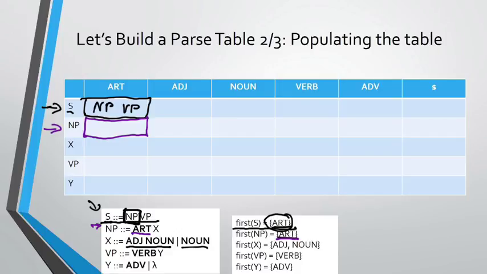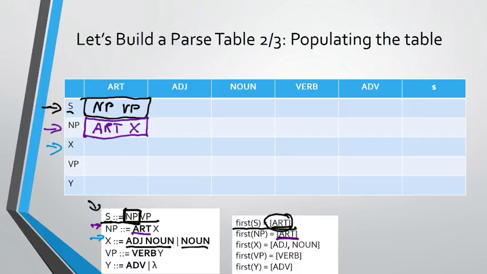The first set for a terminal symbol is obviously just the terminal itself, so we know that this particular production would belong in the row, in the column indicated by article, and so we'll go ahead and write it there, article X. Okay, and that one's taken care of. Let's change colors again. We're now going to deal with the non-terminal X.